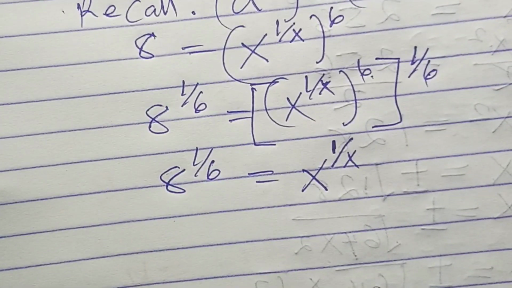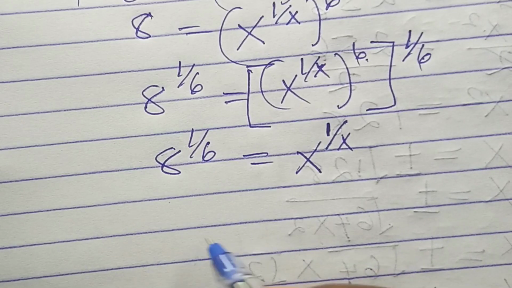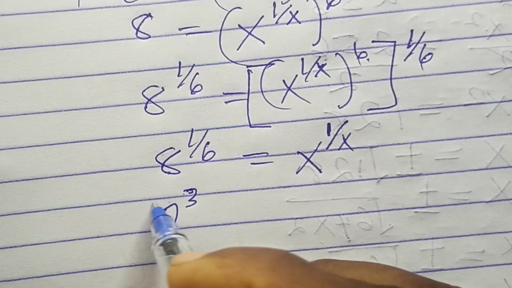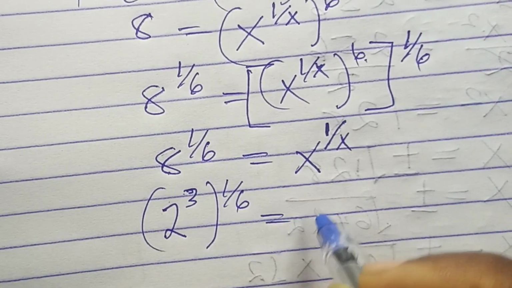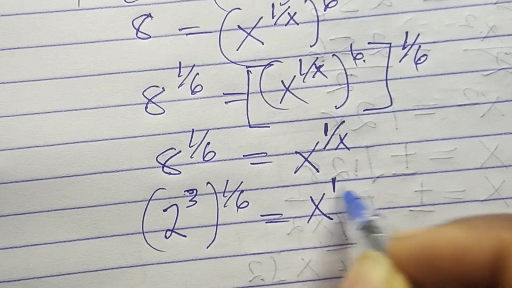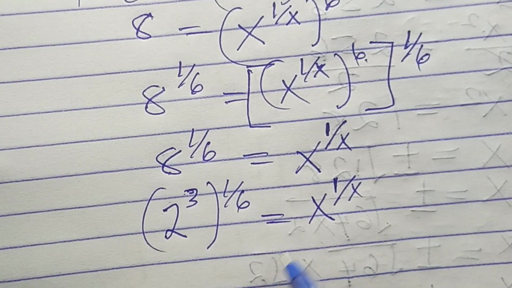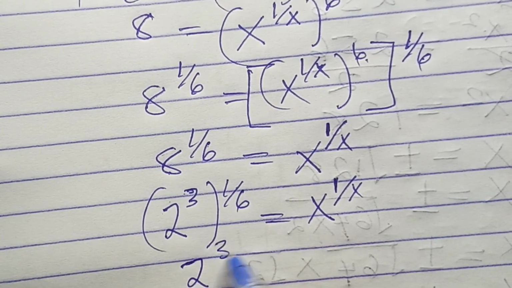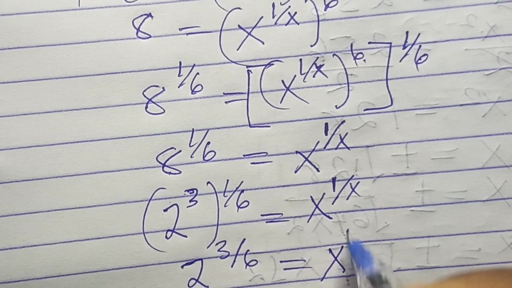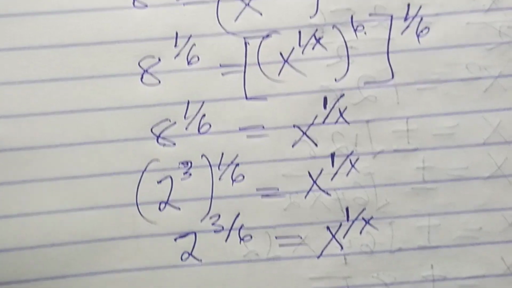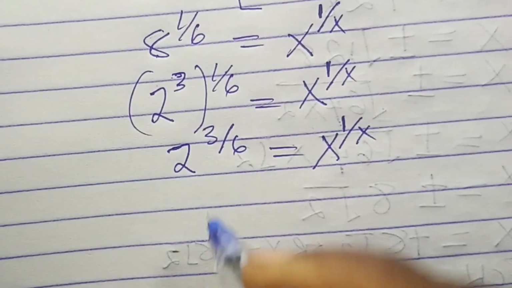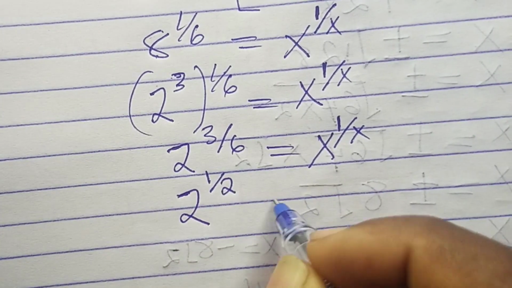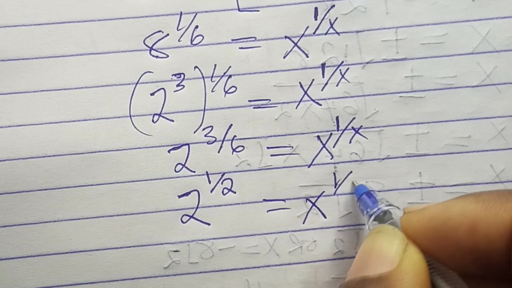So that is what we have now. So we can write this as 2 raised to power 3 is 8, then raised to power 1 over 6 equals x raised to power 1 over x. So 2 raised to power 3 times 1 over 6, 3 over 6, equals x raised to power 1 over x. So we can write this as 2 raised to power 1 over 2 equals x raised to power 1 over x.